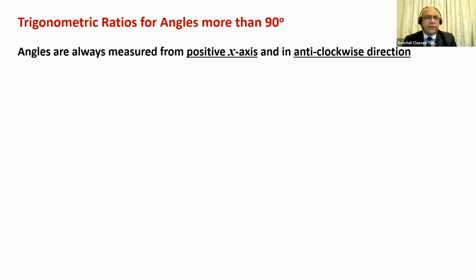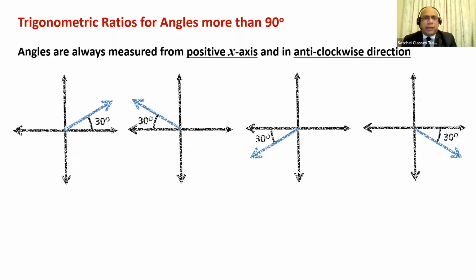Before that, let us first understand how angles are measured. Angles are measured from the positive x-axis and in the anti-clockwise direction. So please remember this concept very well. When we have to measure angles in a coordinate plane, we always measure from the positive x-axis and in the anti-clockwise direction. For example, in each of these four situations, you will find that the arrow head, which is in blue color, is making a 30 degrees angle with the x-axis.